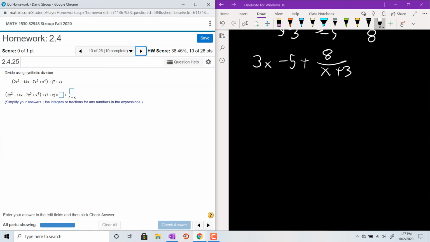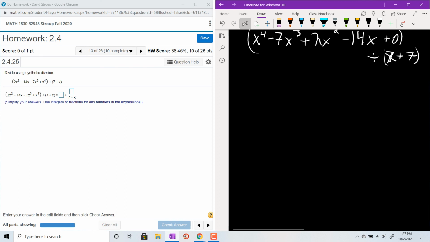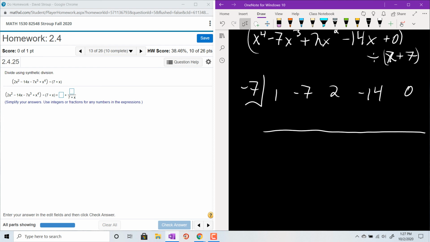It's going to be negative 7 in the box, because if you rewrote it, maybe we should rewrite it first, right? If you rewrote it, it's x to the 4th minus 7x cubed plus 2x squared minus 14x, and then technically plus 0, and then we're dividing it by x plus 7. So in the box, we're going to put a negative 7, and then in our row, we've got 1, negative 7, 2, negative 14, and then 0. So you still need a placeholder at that end place.